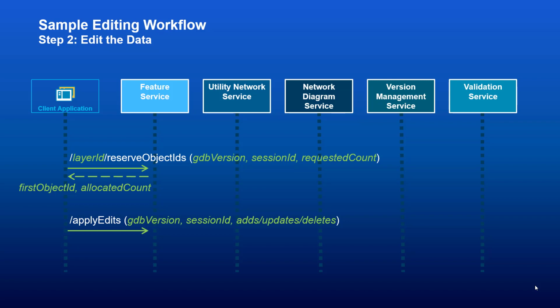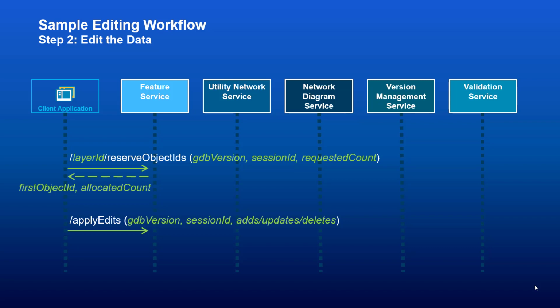For this, we will use the feature service to actually edit that data. The first thing that I'm showing here is to reserve some object IDs that you will then need to create your data. This is done by going to your layer ID endpoint and calling the reserve object IDs operation, where you will need to pass in the new version name that you just created and the session ID that you've used to start that edit session. And the last parameter is the count, so the number of object IDs that you need to reserve.